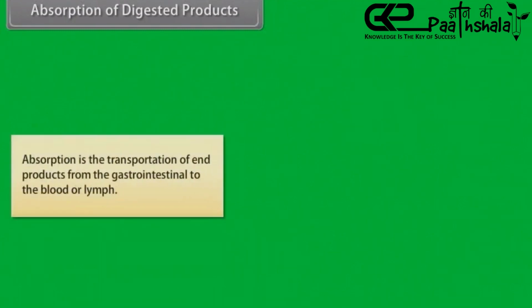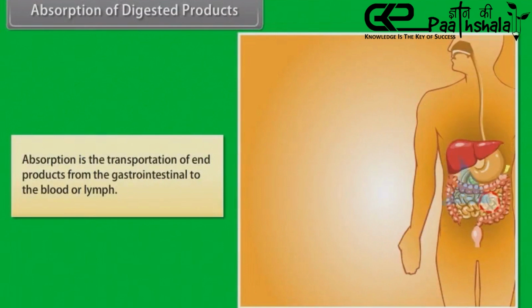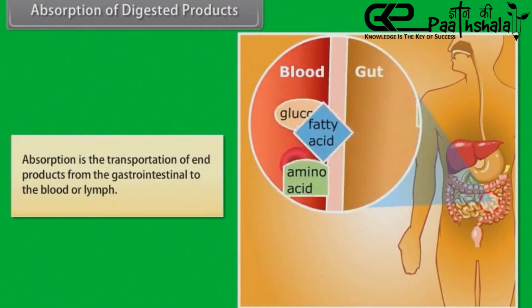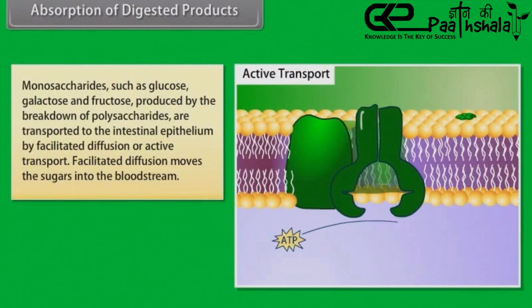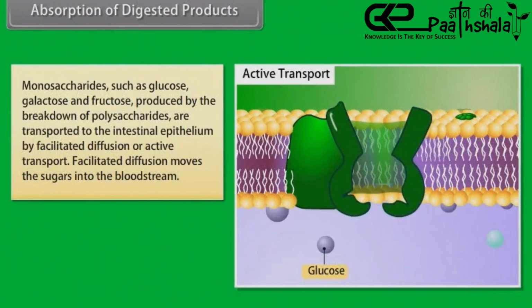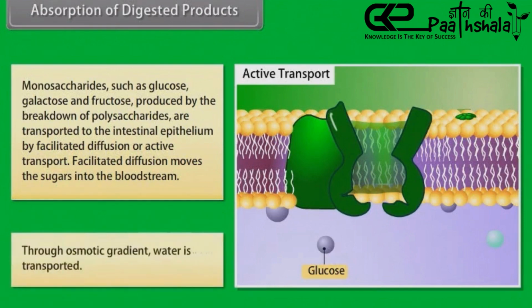Absorption of digested products. Absorption is the transportation of end products from the gastrointestinal tract to the blood or lymph. Monosaccharides such as glucose, galactose and fructose, produced by the breakdown of polysaccharides, are transported to the intestinal epithelium by facilitated diffusion or active transport. Facilitated diffusion moves the sugars into the bloodstream. Through an osmotic gradient, water is transported.